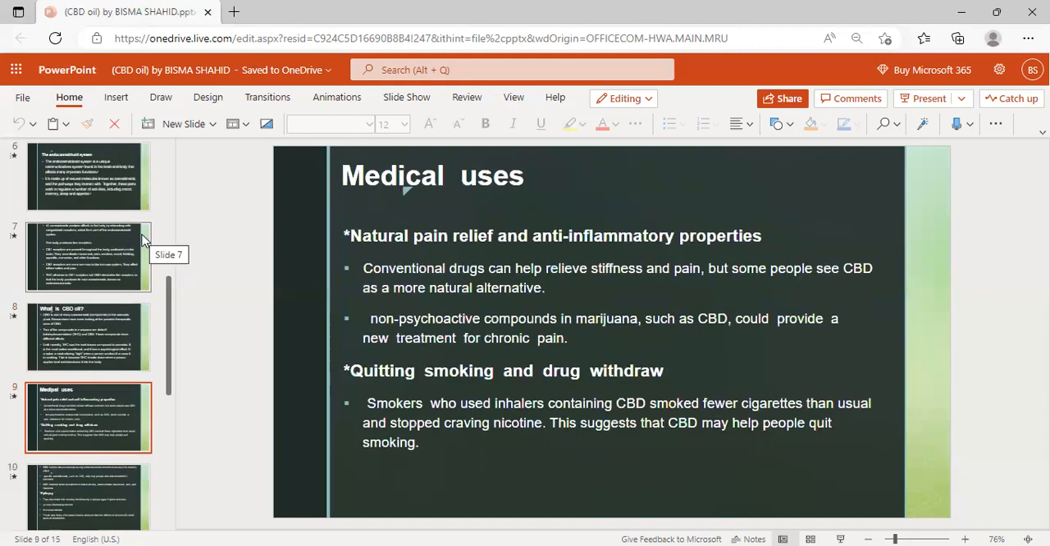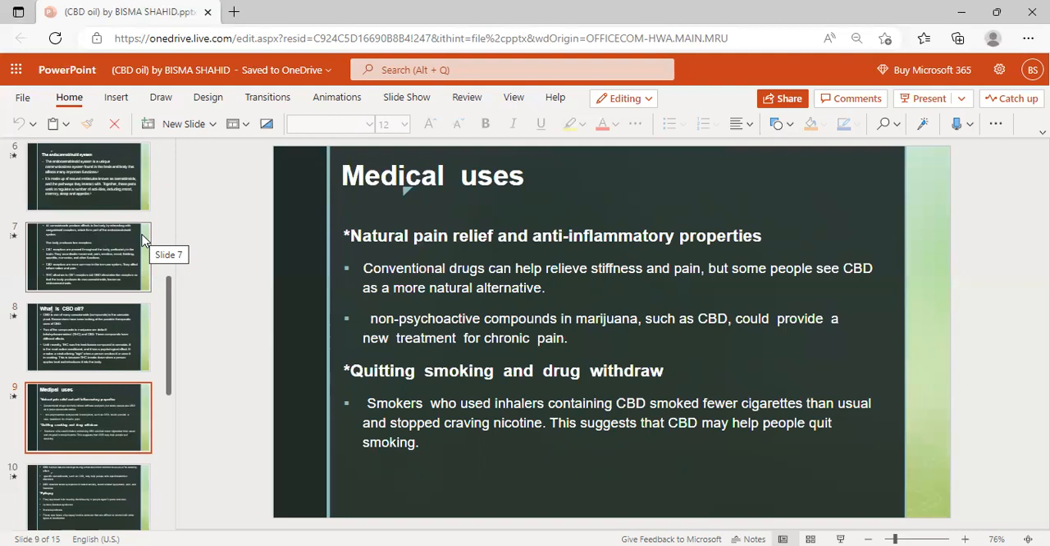Medical uses: natural pain relief and anti-inflammation properties. Conventional drugs can help relieve stiffness and pain, but some people see CBD as a more natural alternative. Non-psychoactive compounds in marijuana such as CBD could provide a new treatment for chronic pain.